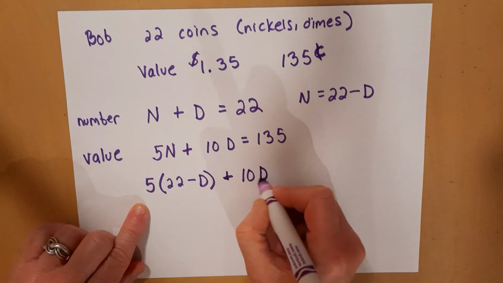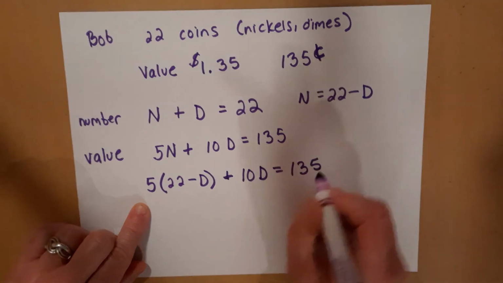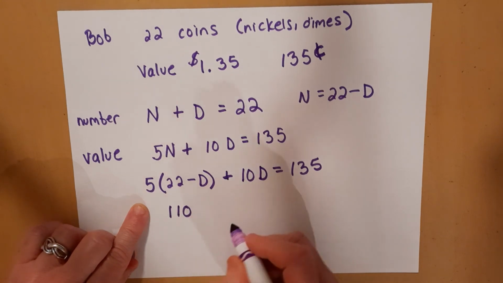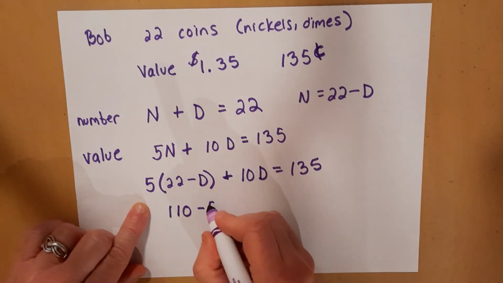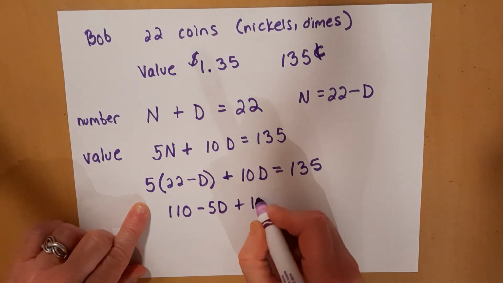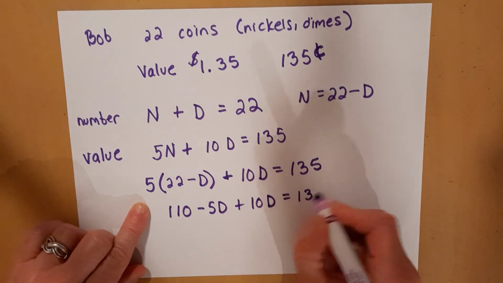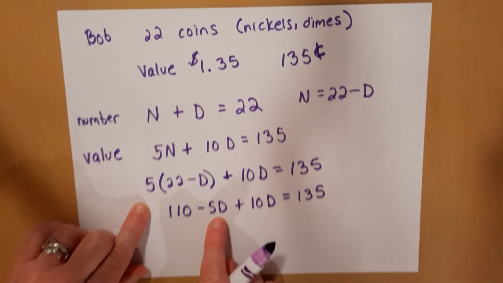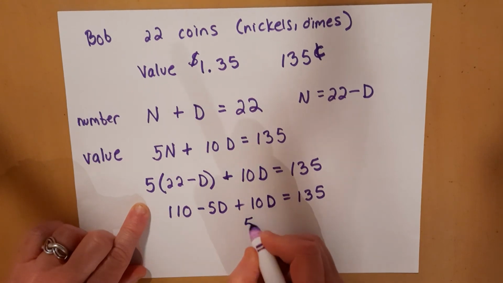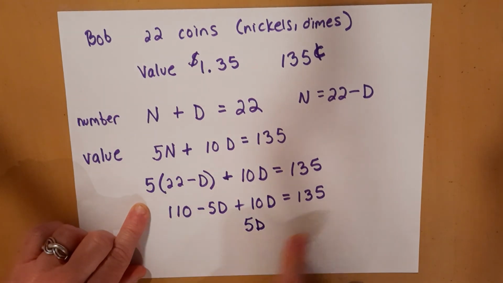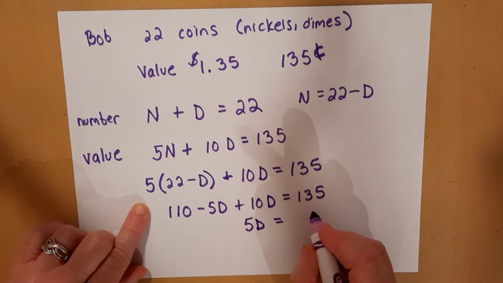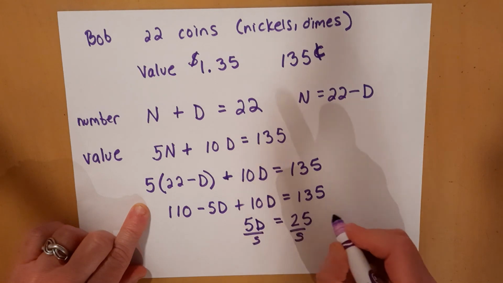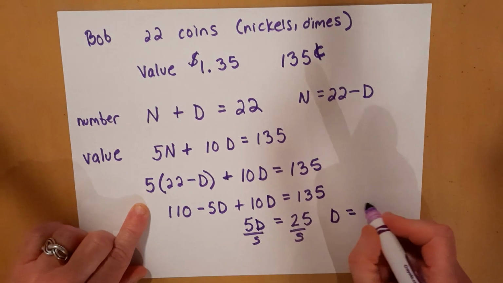So we're going to finish off this problem. We have 5 times 22, which is 110, minus 5D plus 10D equals 135. Now we're going to simplify this. Negative 5D plus 10D is 5D. We're going to subtract 110 from both sides, which gives us 25 over here. Divide each side by 5, which tells us that the number of dimes equals 5.